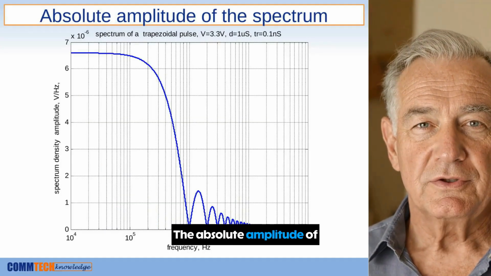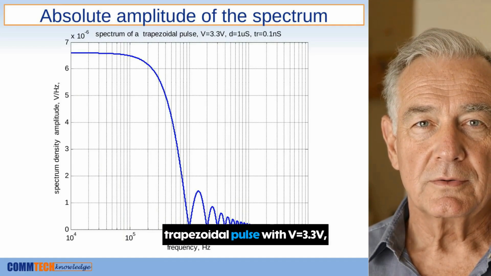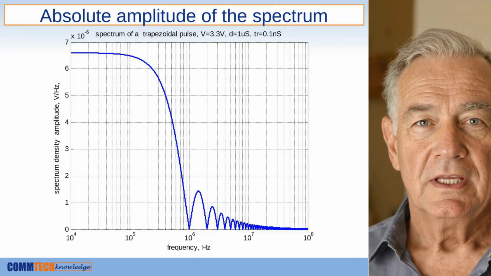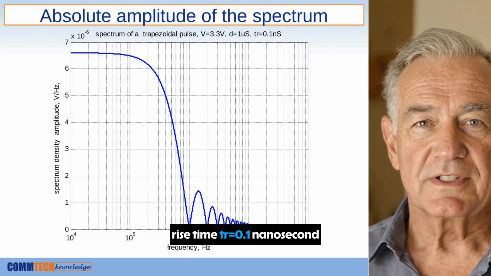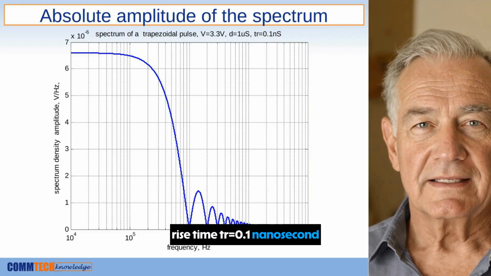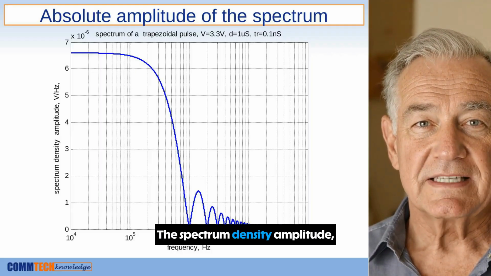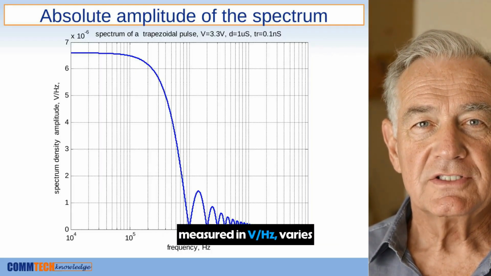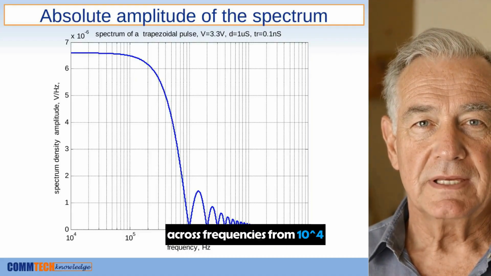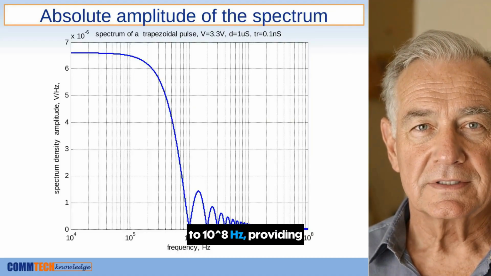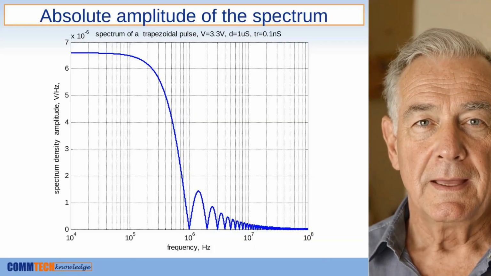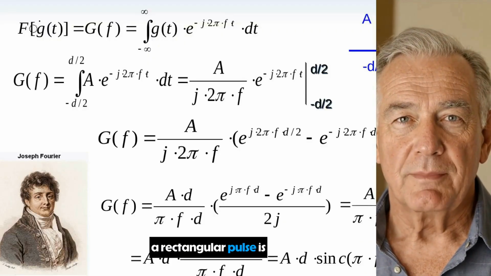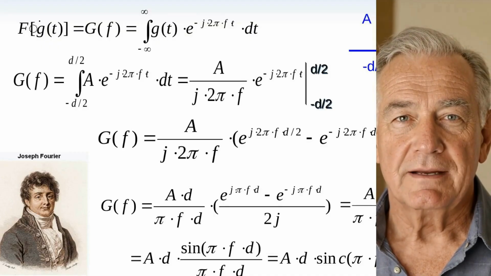The absolute amplitude of the spectrum for a trapezoidal pulse with V of 3.3 V, duration d of 1 microsecond, and rise time tr of 0.1 nanosecond is analyzed. The spectrum density amplitude, measured in V/Hz, varies across frequencies from 10^4 to 10^8 Hz, providing insights into the pulse's frequency characteristics.